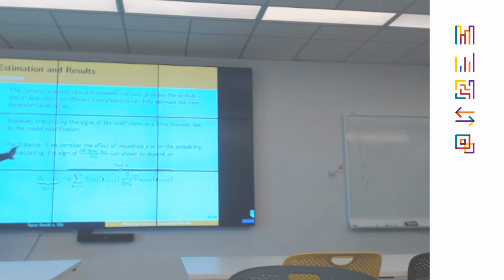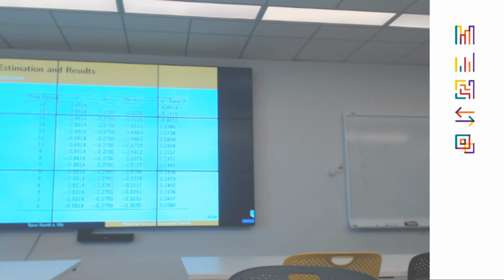If you're in the very beginning stages of your evacuation, you might have a different choice probability of evacuation versus if you're at the very last stages. We actually go ahead and compute these expressions for a bunch of covariates. Like I said, these two are constant, but this is time dependent, so this entire expression is time dependent. And this is how these elasticities look for the household size.